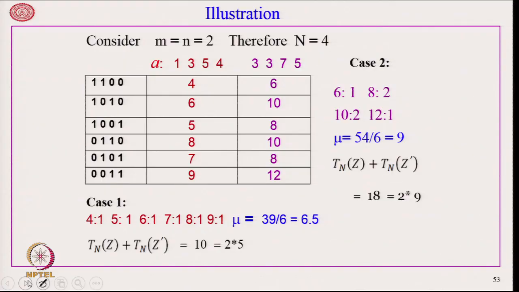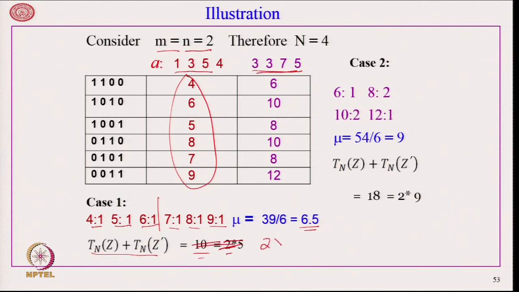So, illustration: we have taken the simple case of 2 m's and 2 n's. Therefore, capital N is equal to 4. We have chosen two arbitrary weight vectors: 1, 3, 5, 4 and 3, 3, 7, 5. In this case, this is the distribution: 1 at 4, 1 at 5, 1 at 6, 1 at 7, 1 at 8 and 1 at 9. Mu is equal to 6.5, and therefore, we can see that Tnz plus Tnz prime is equal to 2 into 6.5, which is 13, and as we can see here, 9 plus 4 is equal to 13, 7 plus 6 is equal to 13 and 8 plus 5 is equal to 13.